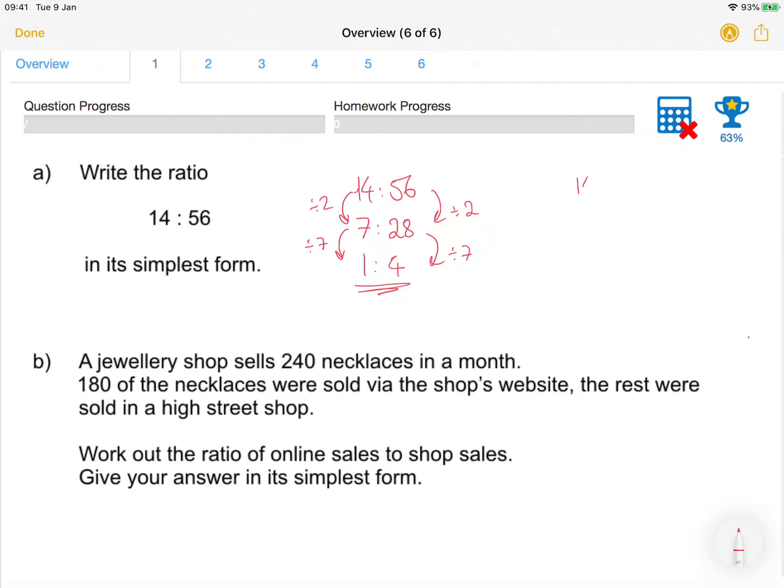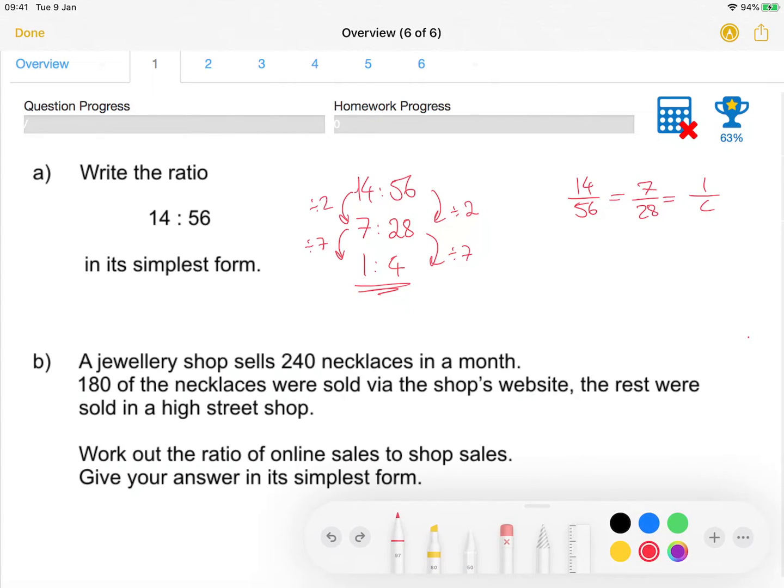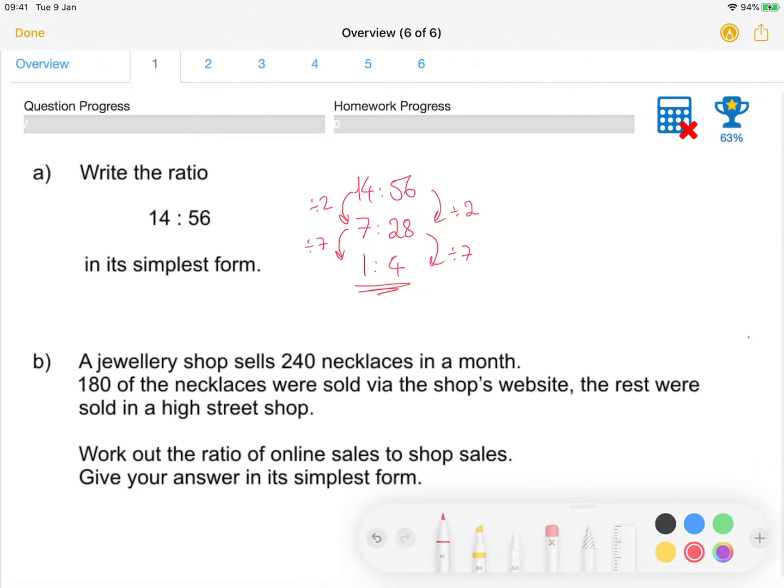It's the same as if you had the fraction 14 over 56, you could cancel it down to 7 over 28 and then 1 over 4. So it's just like when you simplify fractions, simplifying a ratio is the same sort of method. Do the same to the left hand side as the right hand side.